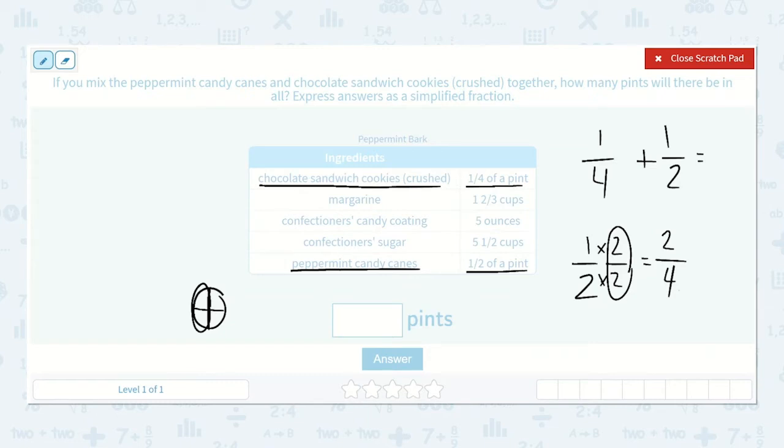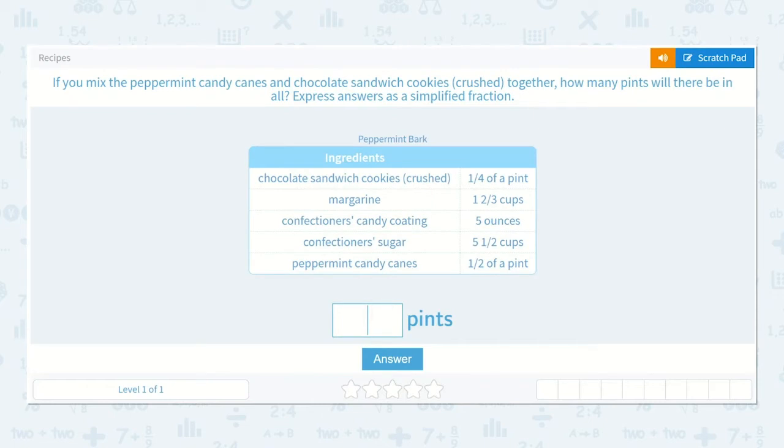All right. So here we have 2/4. Now we have 1/4 plus 1/2, or 1/4 plus 2/4, because 2/4 is equal to 1/2. So on this side, I will write that 1/4 plus 2/4. And if we add straight across, that is 3/4, because our fourths stay the same. 3/4 is our final answer.